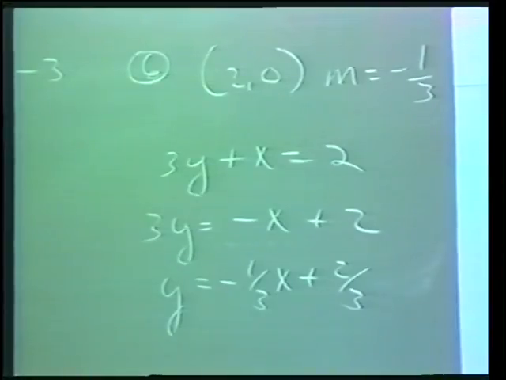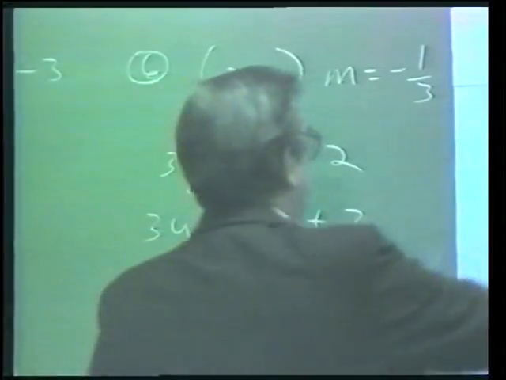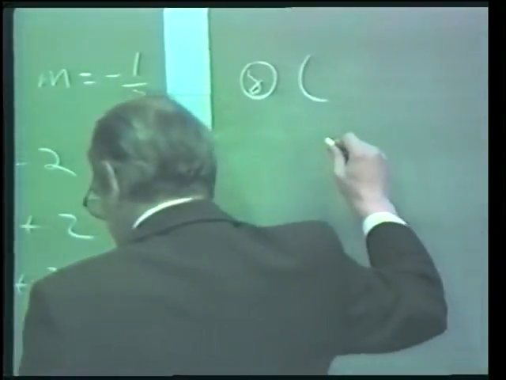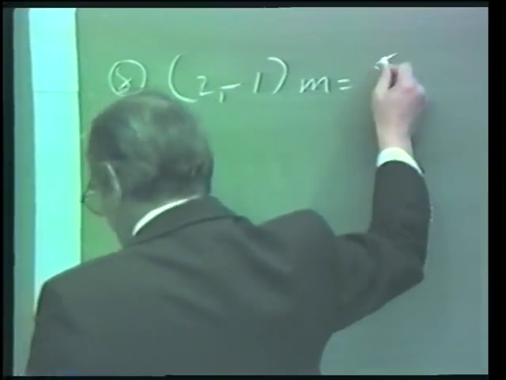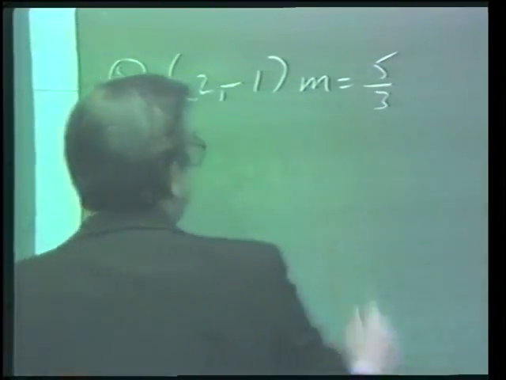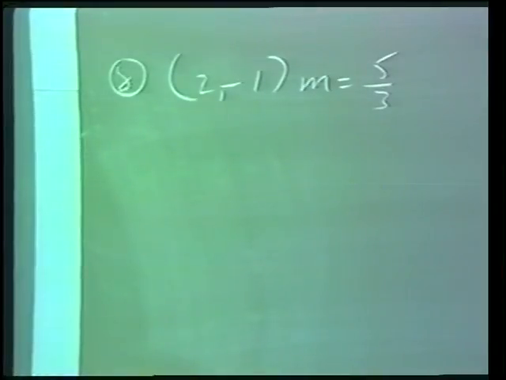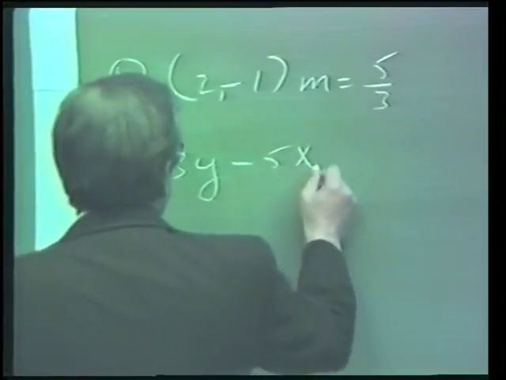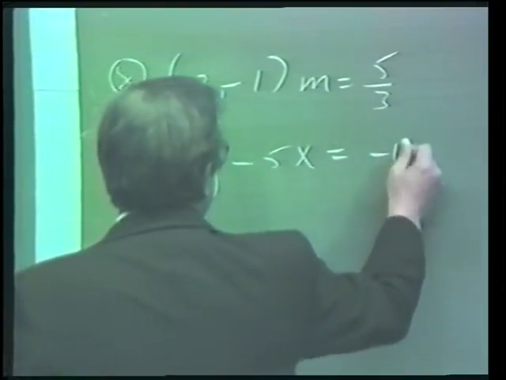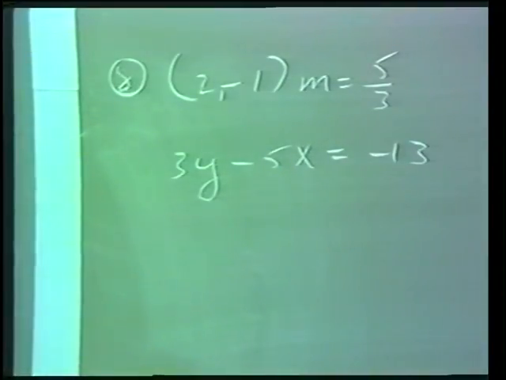Okay. One more. Number 8. You're given a point, (2, -1), and you have the slope as 5/3. So if you solve this correctly, you have 3y minus 5x equals -13. That should be the answer for number 8. Okay, again, solve this for y.